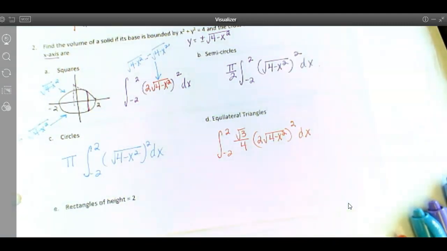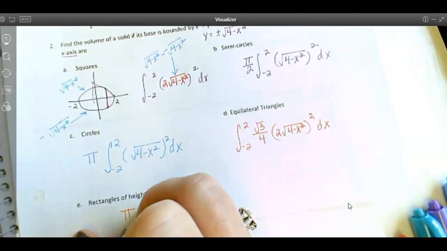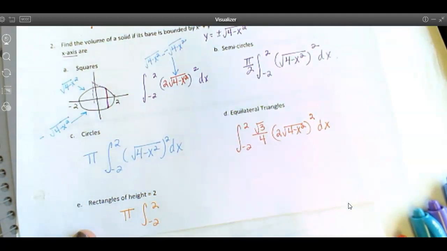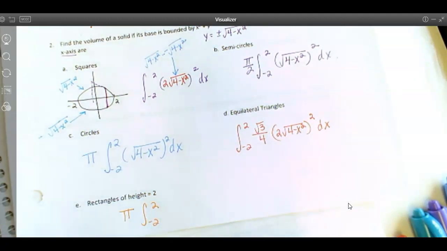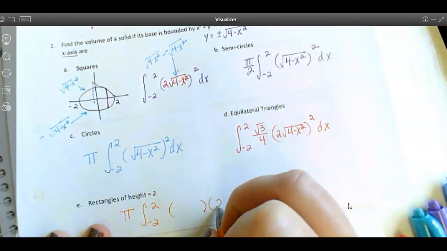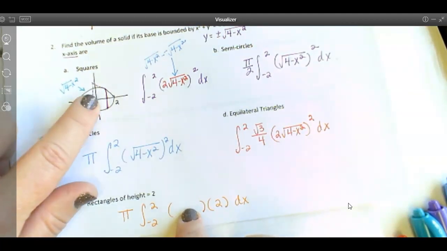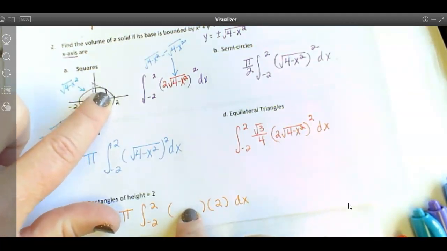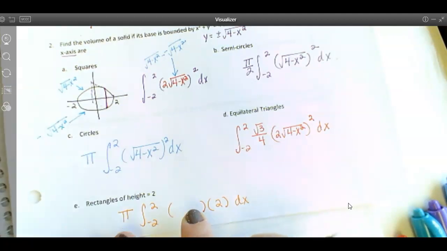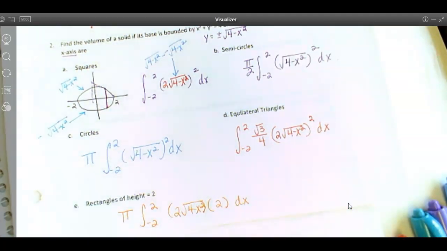And then just to be tricky, here's one with a rectangle of height 2. Still pi, -2 to 2. We know that rectangles are length times width, or length times height, or however you want to say it. So it's going to be one side times its height. Its height is 2, so I know that that part's 2. The length of the side is the same as the length of the side that we were working on whenever we found the squares in A. So that is still 2 times the square root of 4 minus x squared.